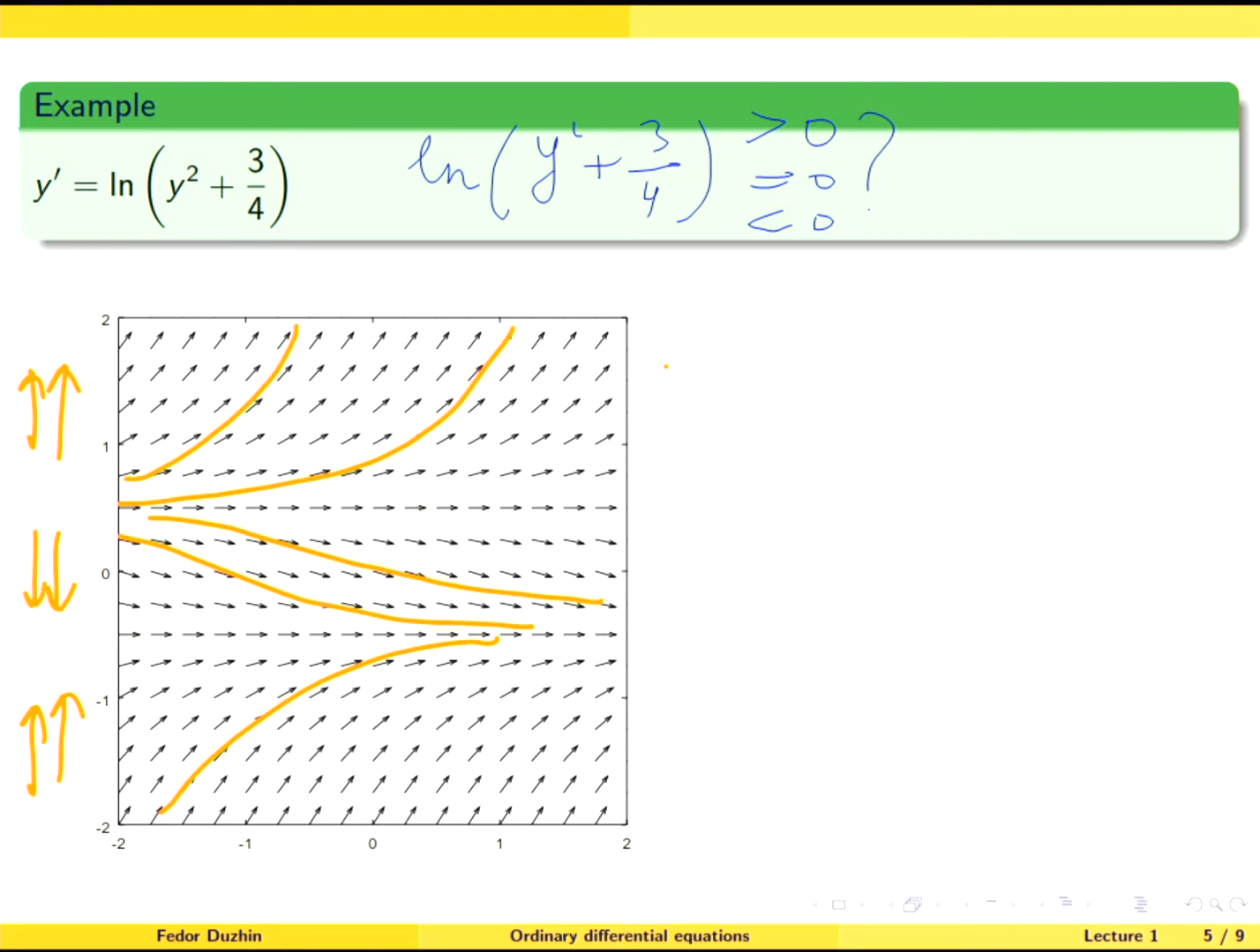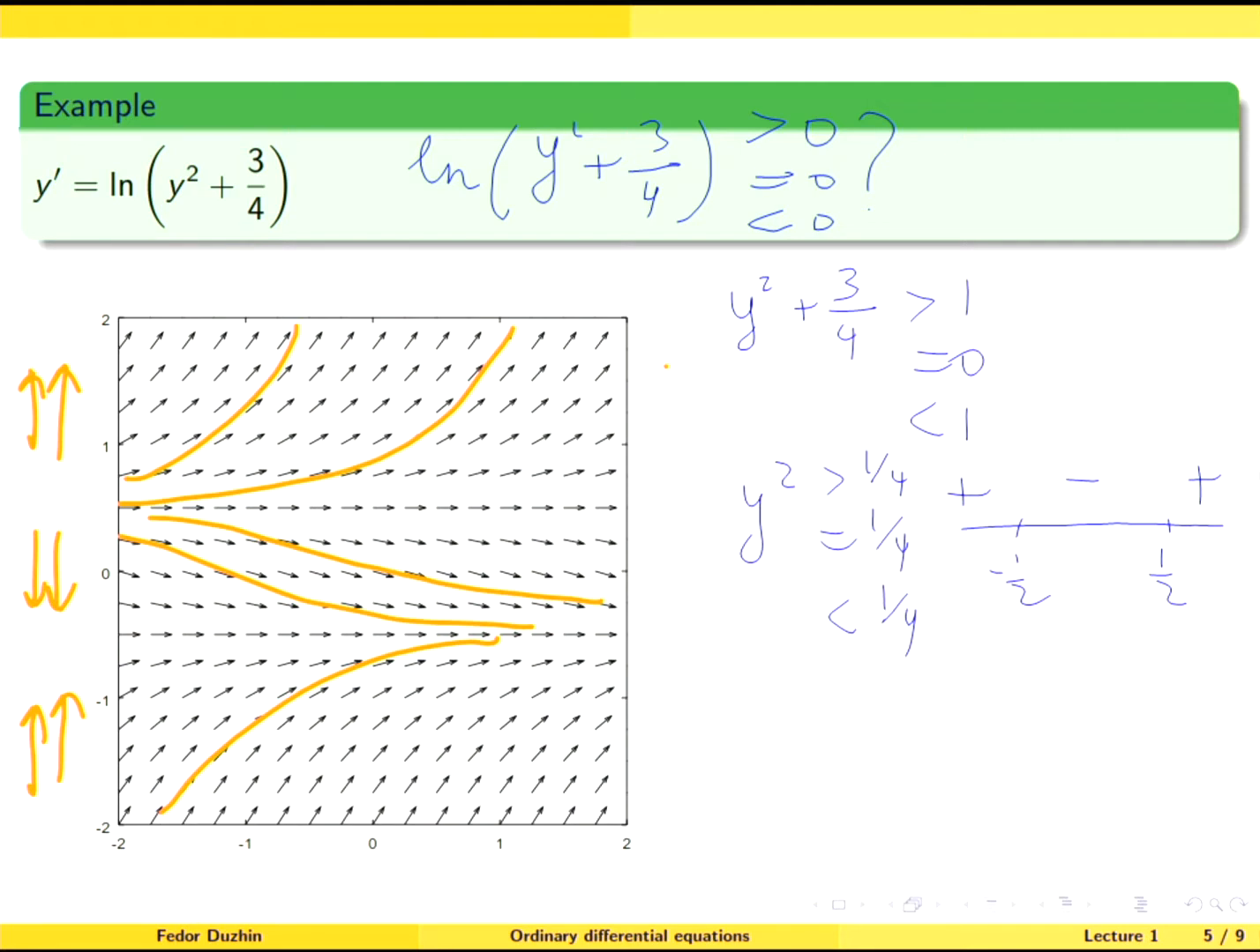Well, this depends on whether y squared plus 3/4 is bigger than 1, equals 1, or less than 1. In other words, whether y squared is bigger than 1/4, equals 1/4, or less than 1/4. The equation y squared equals 1/4 has two solutions, minus half and plus half. If y is less than negative 1/2, then the ln of y squared plus 3/4 is positive, between minus half and 1/2 it is negative, and here it is positive.